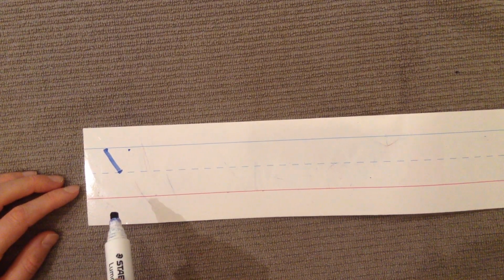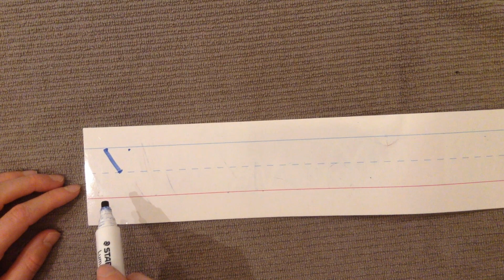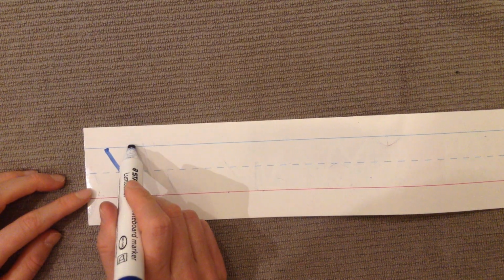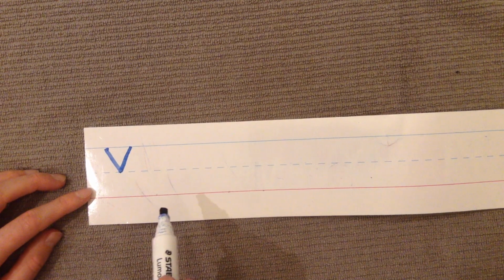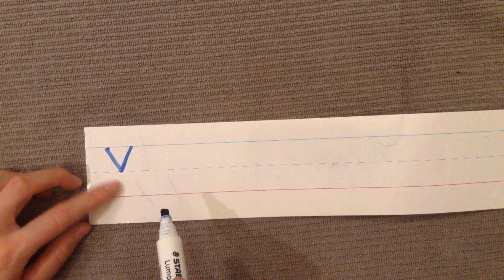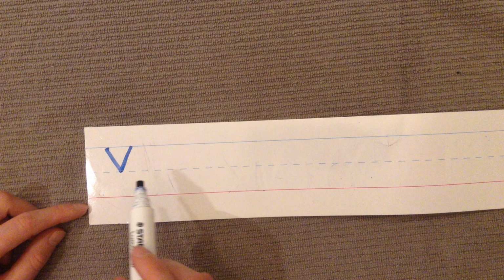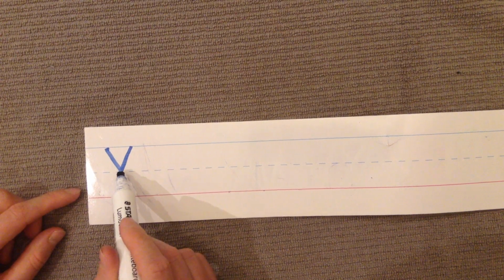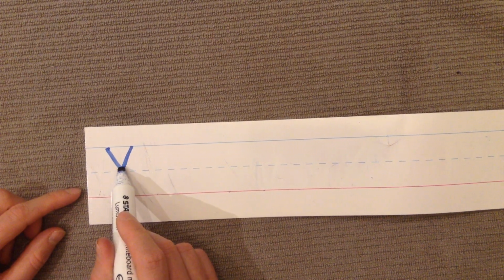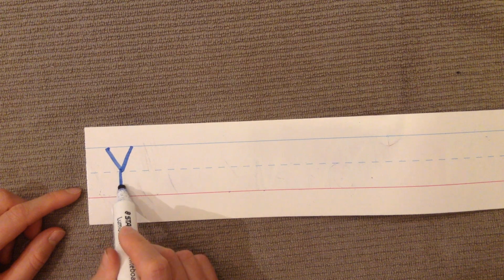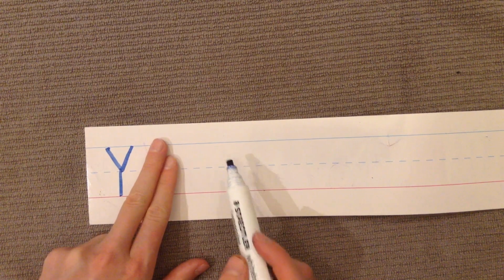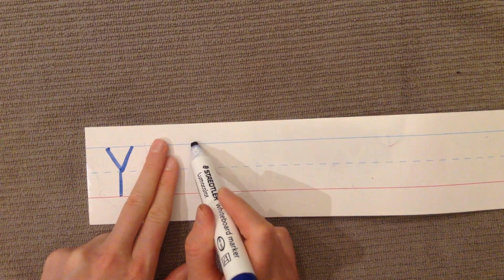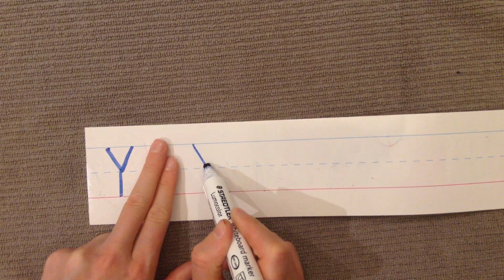Now this time you're going to slide backwards, but don't go all the way to the ground. Slide backwards, stop. Hey, we made a V. There's still all of this space here before we get to the ground. Now put your pen exactly at the tip of the V. Go straight down to the ground. There's uppercase Y.